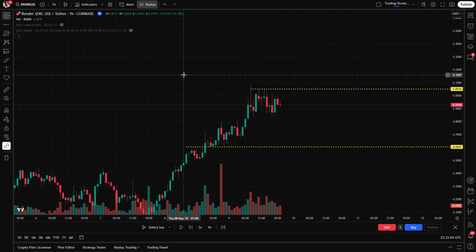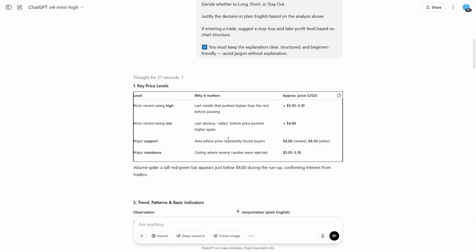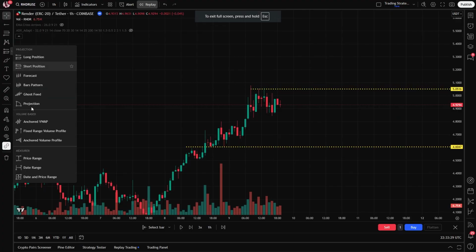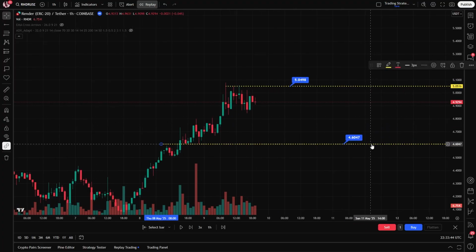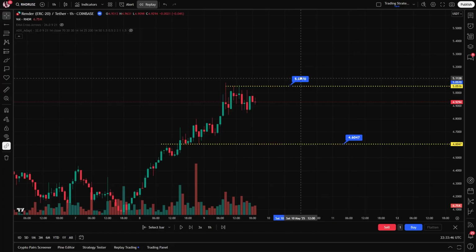But we can actually go a step further and see more of what it said. It shows us the major support and major resistance, an area where price repeatedly found buyers at 460, which of course it did. And the major resistance was at $5 to $5.10, which we can clearly see is accurate. Now, let me mark these with a price label. So I'm going to put the price label there. So we can literally see that 460 and 505 are areas that were accurately identified by the model.